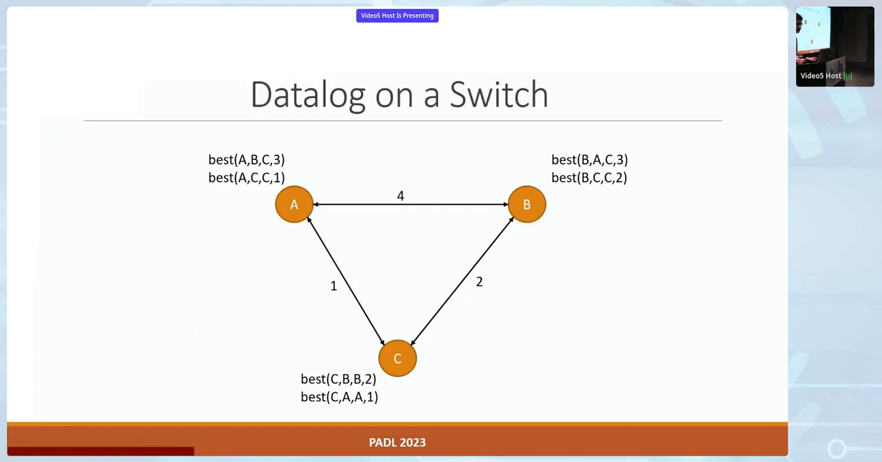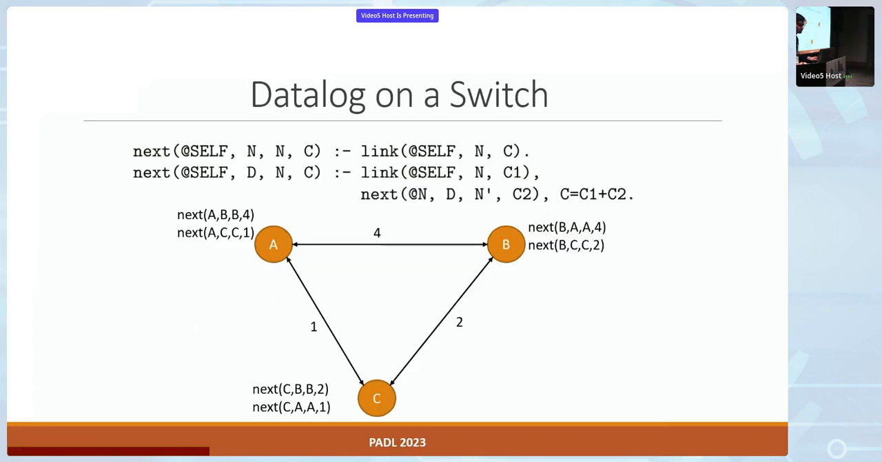So how might we go about writing this rule in standard Datalog or in NDLog? So we might have these rules, which we saw earlier. So the first rule says that there's a path from self to n via some next hop n with cost c, if there's a link from self to n with cost c. So using this first rule, we can derive that there's a path from A to B via B with cost 4, or there's a path from A to C via C with cost 1, right?